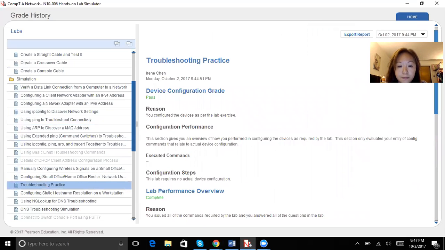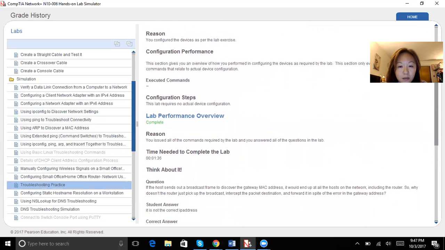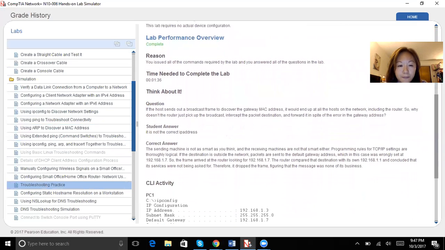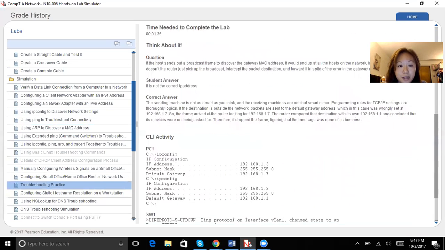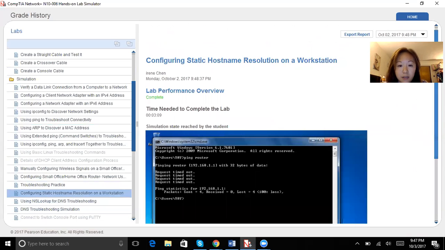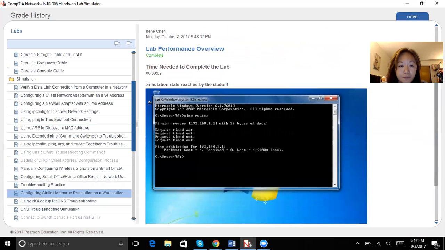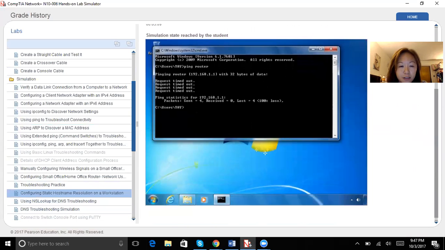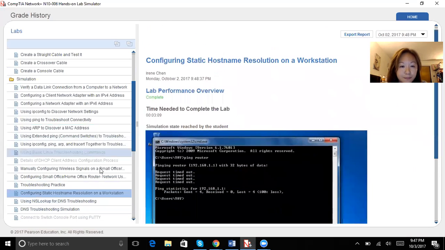Troubleshooting. I was actually really surprised I got that right. It was definitely a lot of reading through the different steps, and then going into this command, pinging the router and seeing that it was timed out.